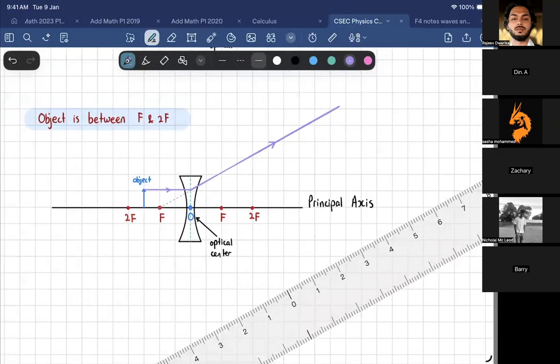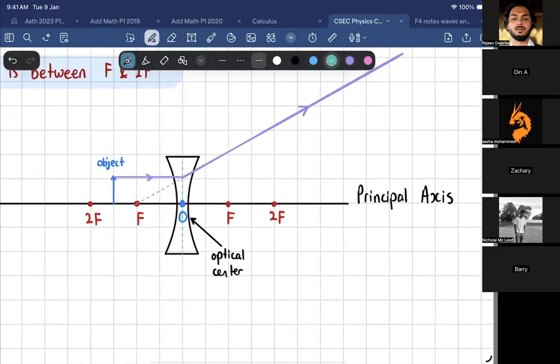Everybody in class understand what I just did? We understand, sir. All right, what's the next rule I have to apply? The straight line passing through the optical center. Right, so you're going to see me drawing a straight line through the optical center like so. Anybody confused? No, sir.